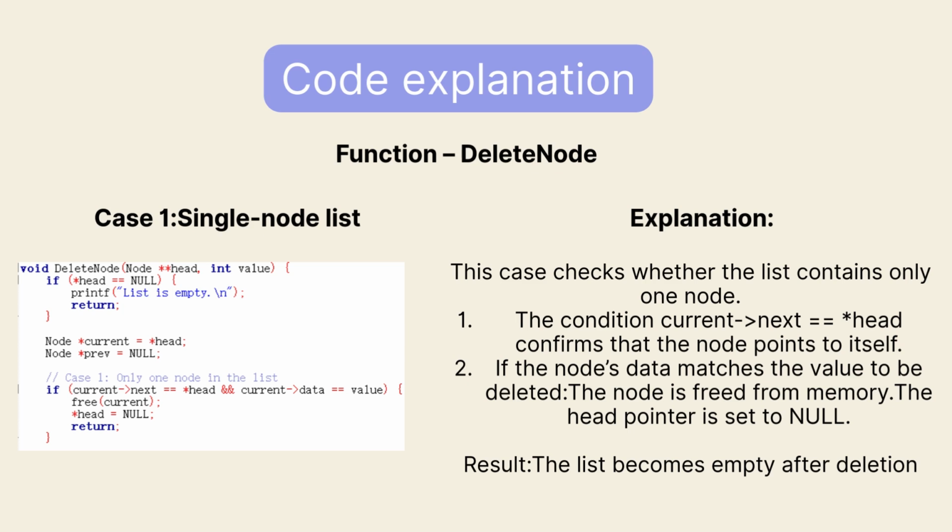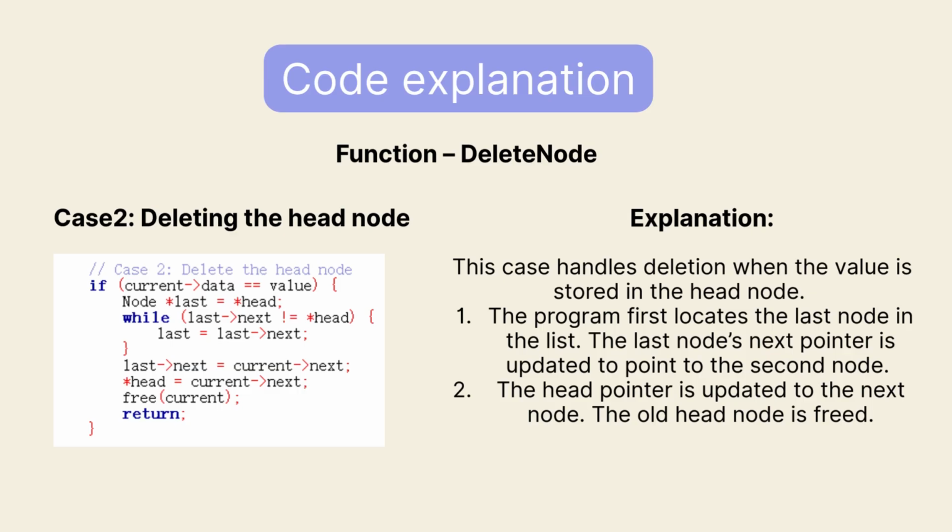This is for the single node list. And for deleting the head node, the program first locates the last node in the list. The last node's next pointer is updated to point to the second node. The head pointer is updated to the next node, and the old head node is freed.